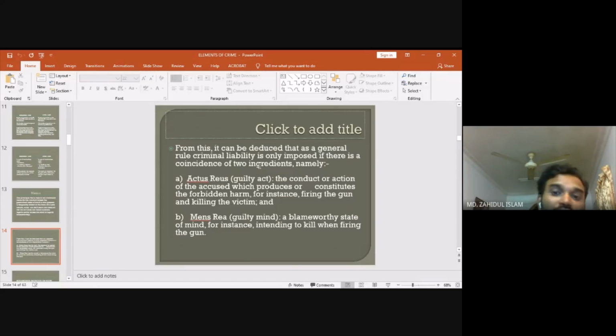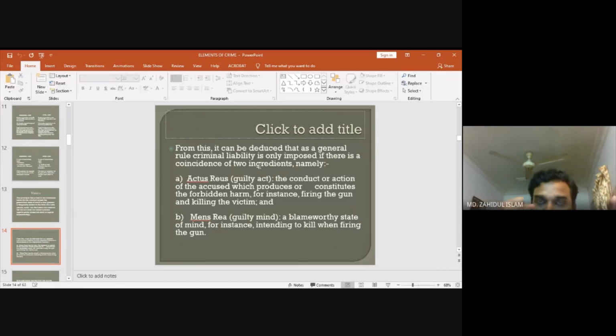So the general rule is, if the mind is not guilty, there is no crime. Accordingly, there are two ingredients for a crime: actus reus and mens rea. So what is actus reus? Actus reus is very easy to understand: physical activities.